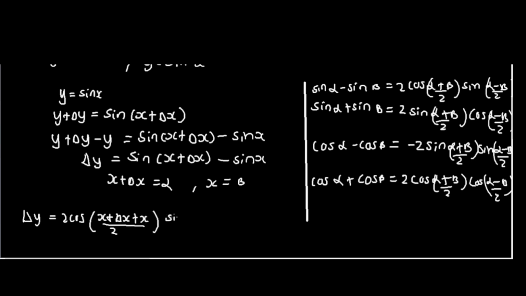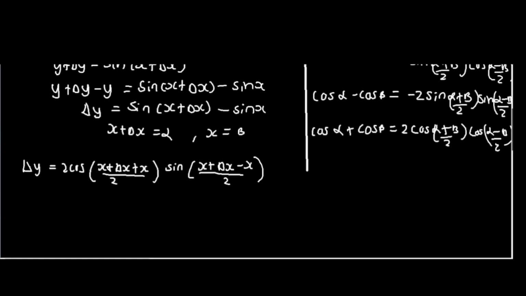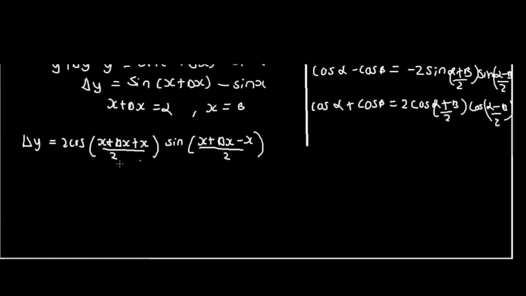Then sine of x plus change in x minus x, divided by 2. This is what we have now after applying factor formulae to our expression. How would we proceed with this? Note that this is x plus x, which gives 2x plus change in x over 2, and this is x minus x, so we only remain with change in x over 2. Let's get to that.